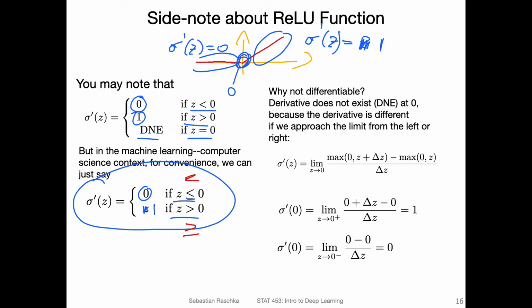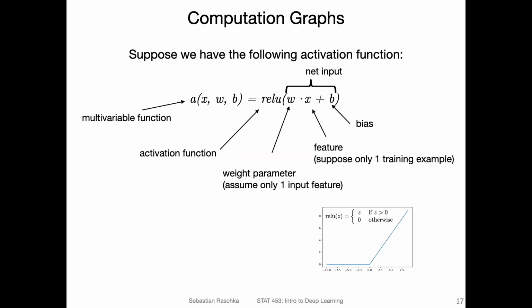Because usually we work with floating point numbers, with lots of digits after the decimal point, so it's very rare to hit an exact 0 anyway. So even though it's not differentiable in a mathematical sense, in the computational sense we make this little adjustment and define the derivatives as follows. Okay, but let's move on to the computation graph.